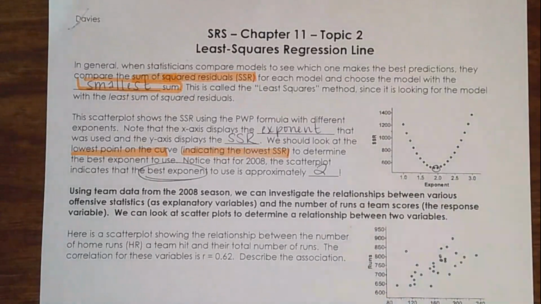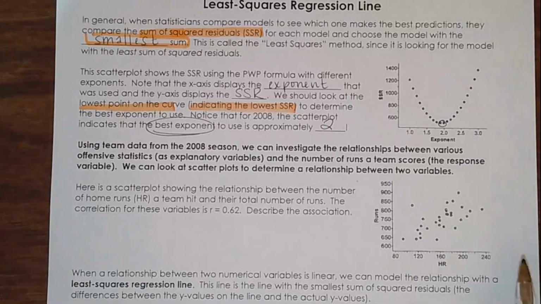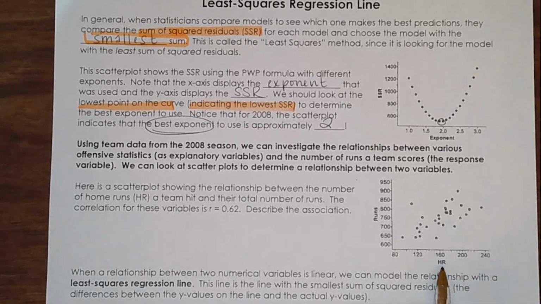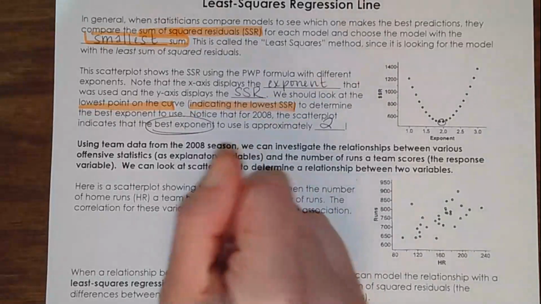So we're going to use data from the 2008 Major League Baseball season to investigate the relationship between various statistics. Here we're going to look at the relationship between home runs and runs scored for each team. So here's a scatter plot showing the relationship between the number of home runs a team hit and their run totals for each team. The correlation, so this is going back to chapter 10, the previous chapter, is 0.62.